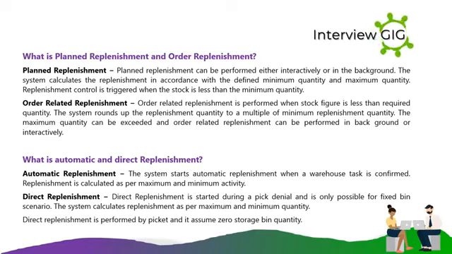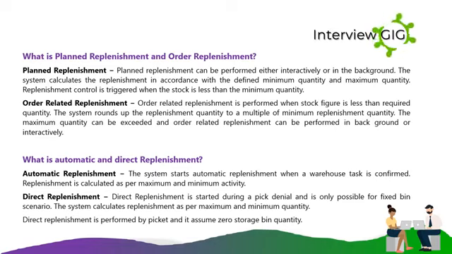Order-related replenishment is performed when the stock figure is less than the required quantity. The system rounds up the replenishment quantity to a multiple of the minimum replenishment quantity. The maximum quantity can be exceeded and order-related replenishment can be performed in background or interactively.